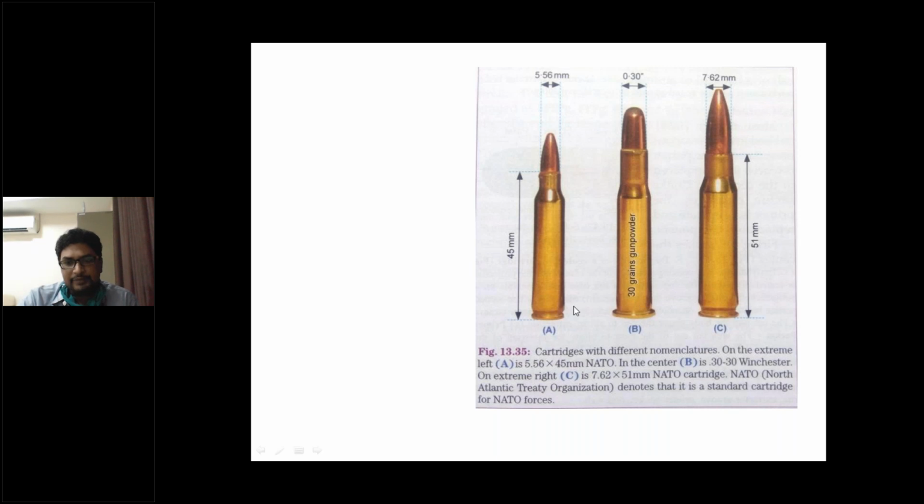So there are different types of cartridges. You can see there is a round nose and a tapered nose. The top ones, which are dark colored, are the bullet, and the rest, which is copper colored, is the case or cartridge case, which contains the gunpowder.